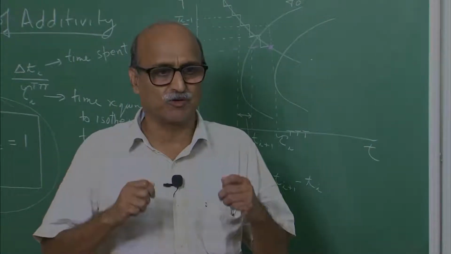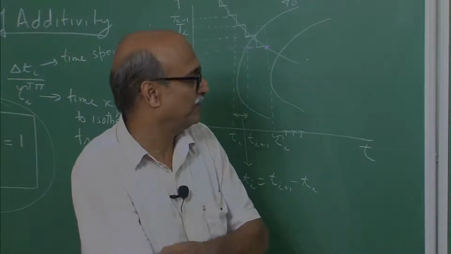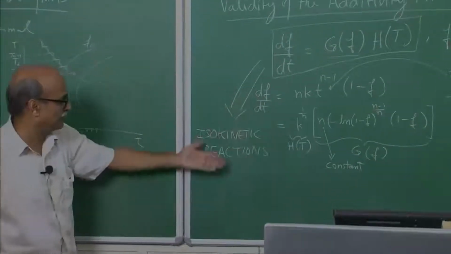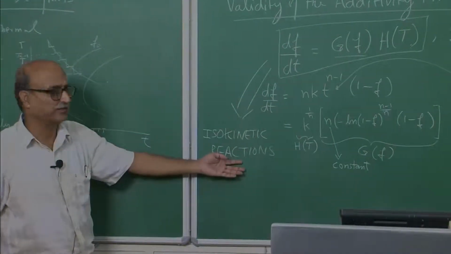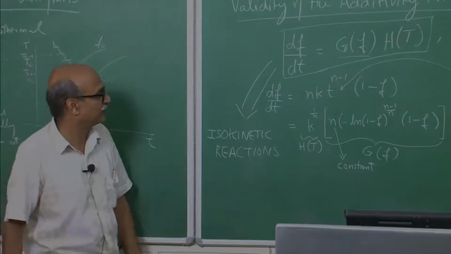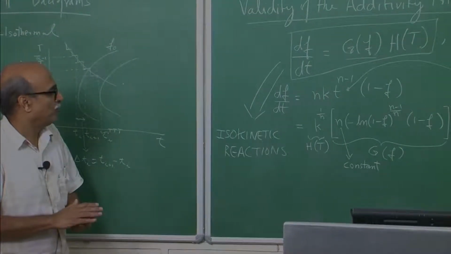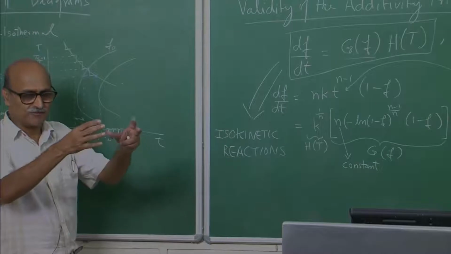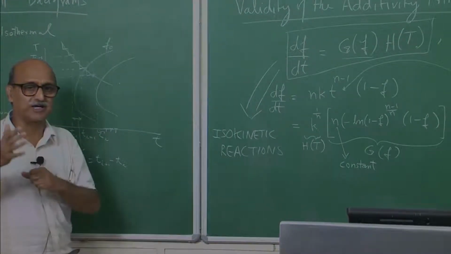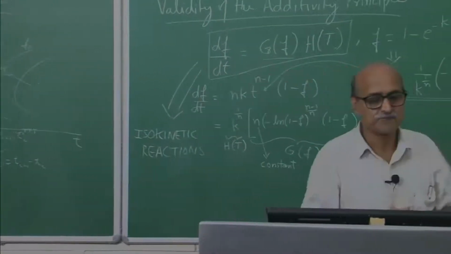Okay, so now what we will do is look at an example where we assume that n is a constant and k varies with temperature, so that we have an isokinetic reaction of one phase transforming to a second phase, and look at how it is possible, in Excel itself, in a spreadsheet, to convert a TTT diagram to a CCT diagram.